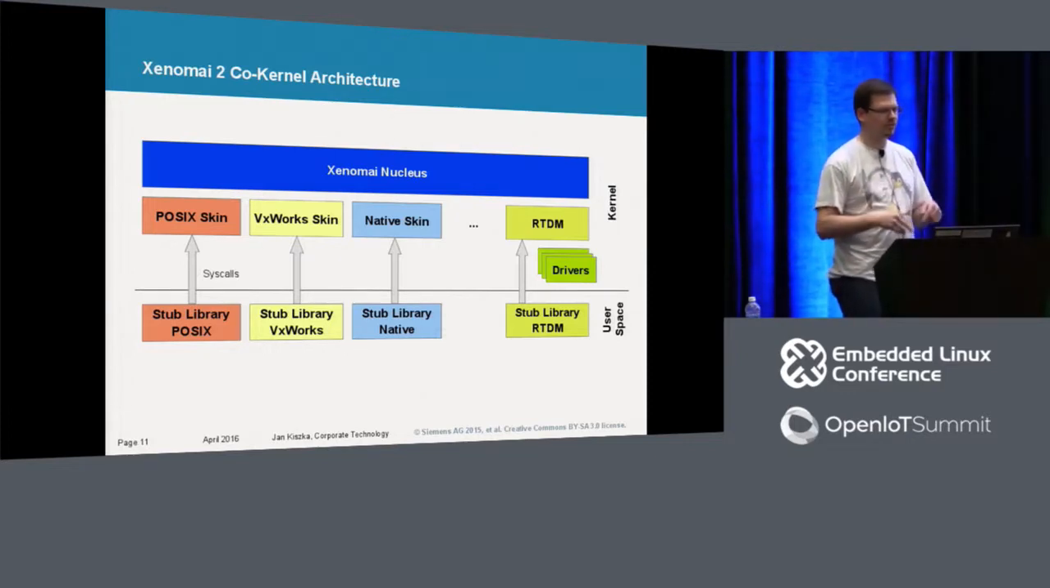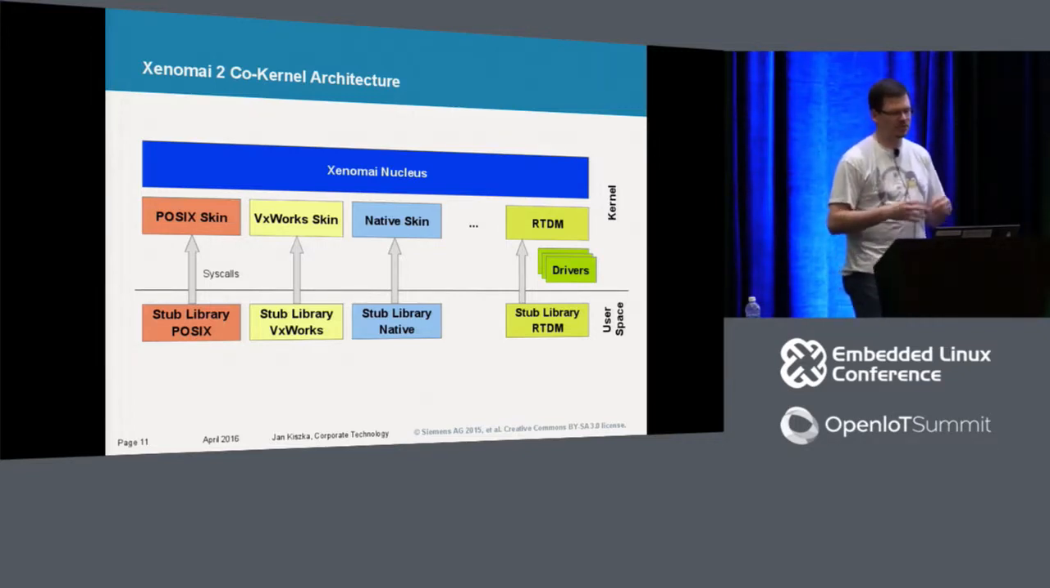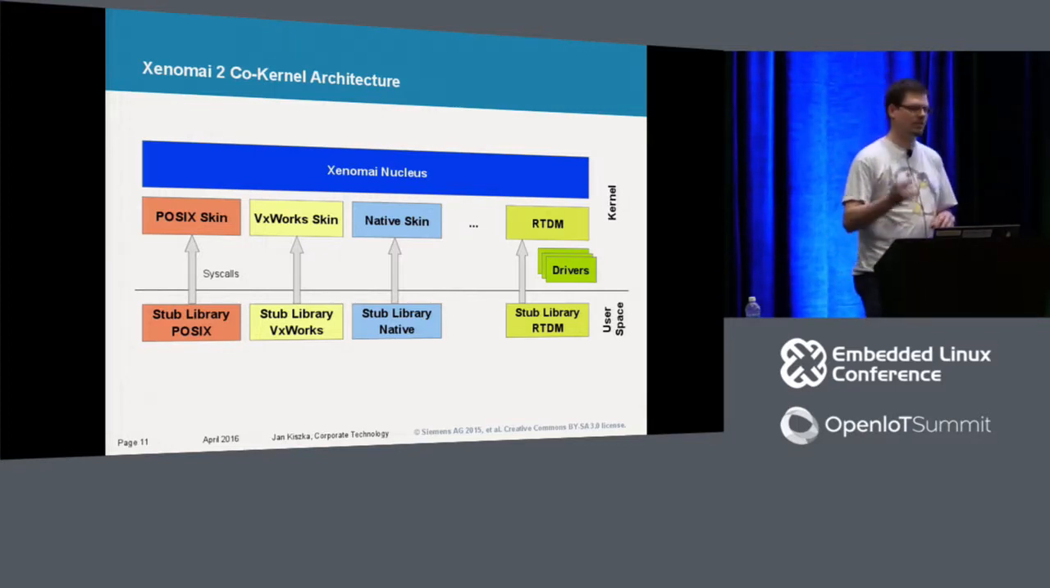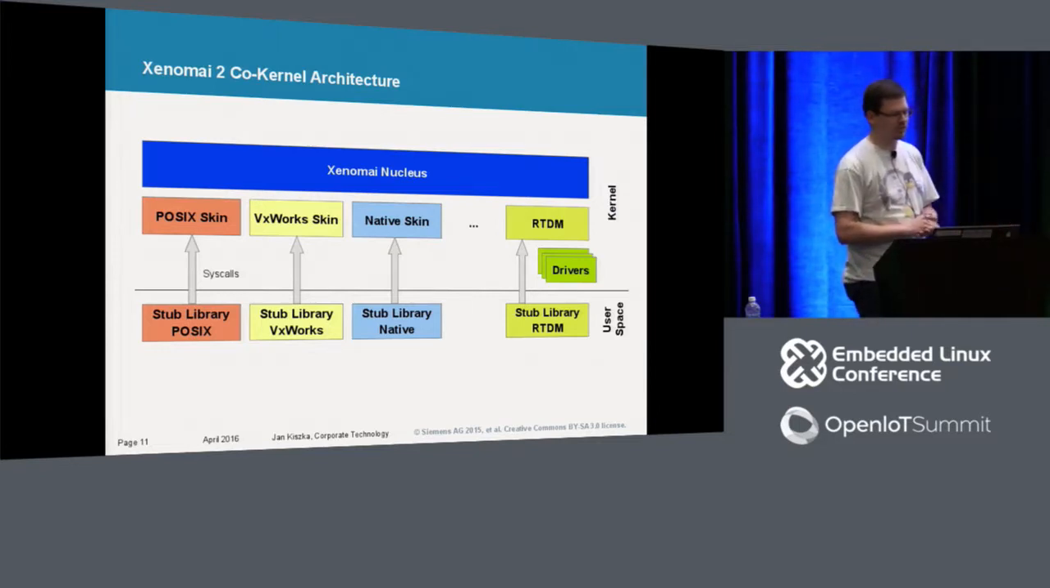And then you had, in addition, for each of these skins, a library stub in user space. So you see there's already quite some complexity in this. You had to have this kernel side, you had to have the user space side, and all this formed the architecture of the classic Xenomai 2.